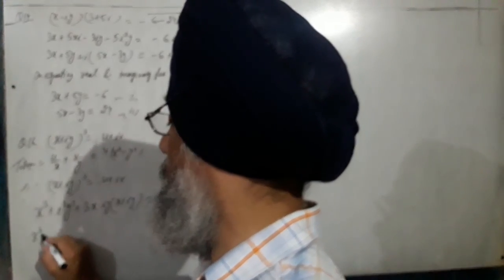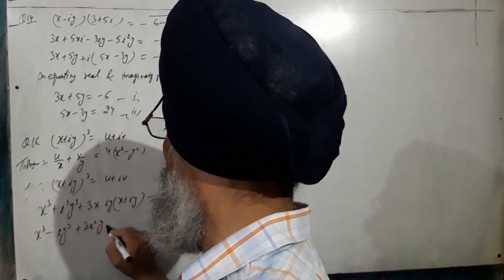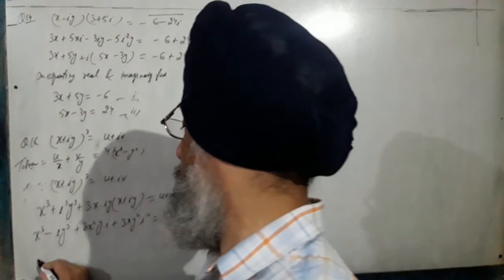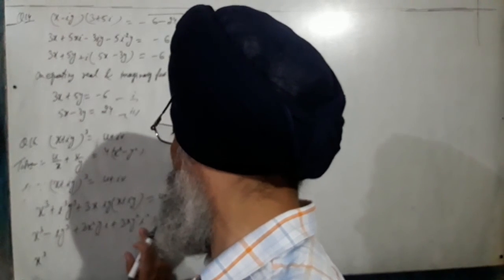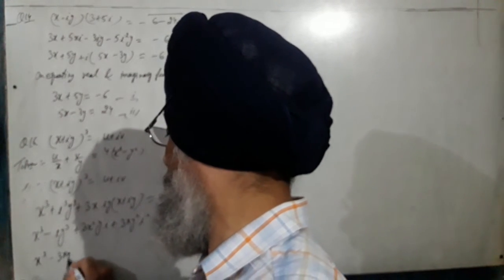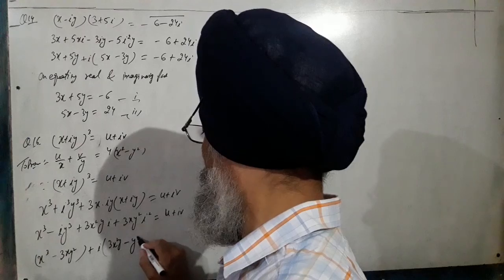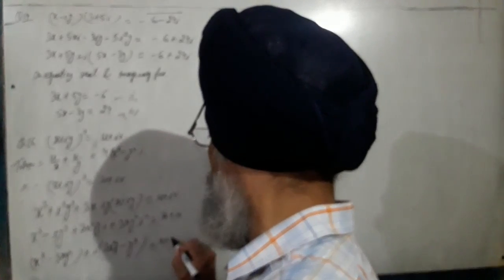it's x cube minus iota y cube, 3x square y iota, 3x y square iota square, is u plus iota v. It's x cube, iota square is minus 1, so minus 3x y square, iota is common, so this comes 3x square y minus y cube, equals u plus iota v.